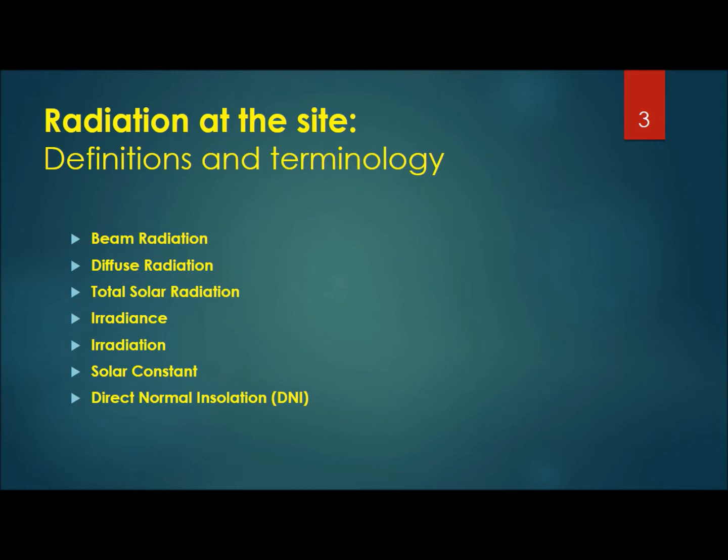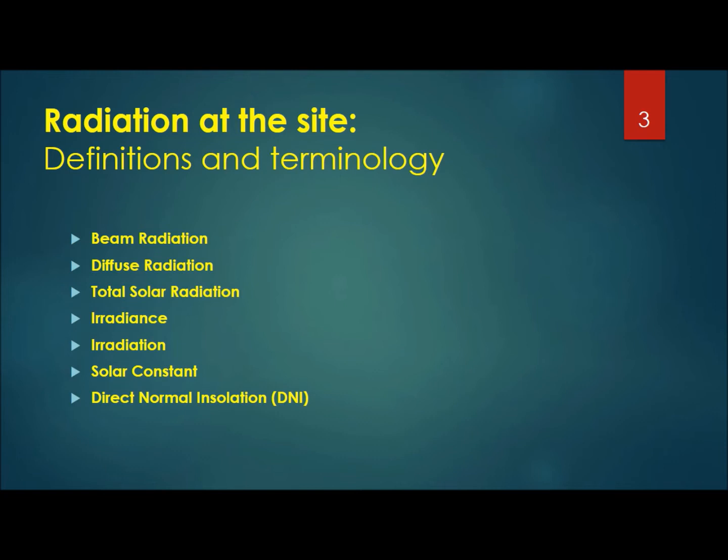Next is irradiance, and it is calculated in watt per meter square. The rate at which energy is incident on a surface of unit area. The symbol capital G is used to denote irradiance. Next is irradiation. The incident energy per unit area on a surface found by integration of irradiance over a specified time, usually an hour or a day.